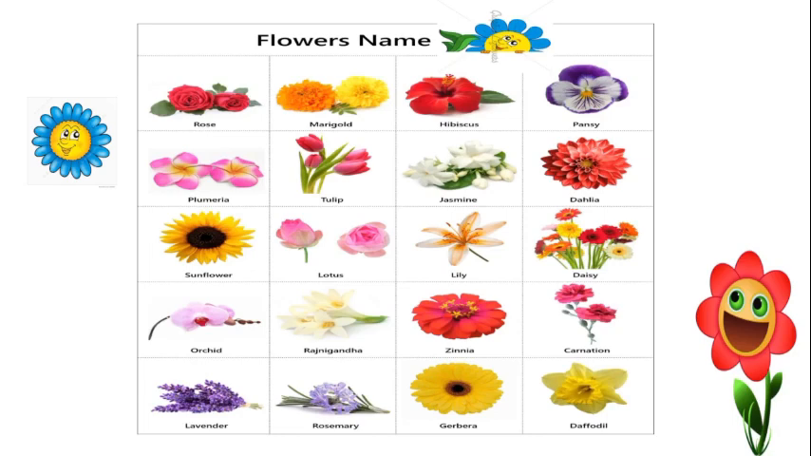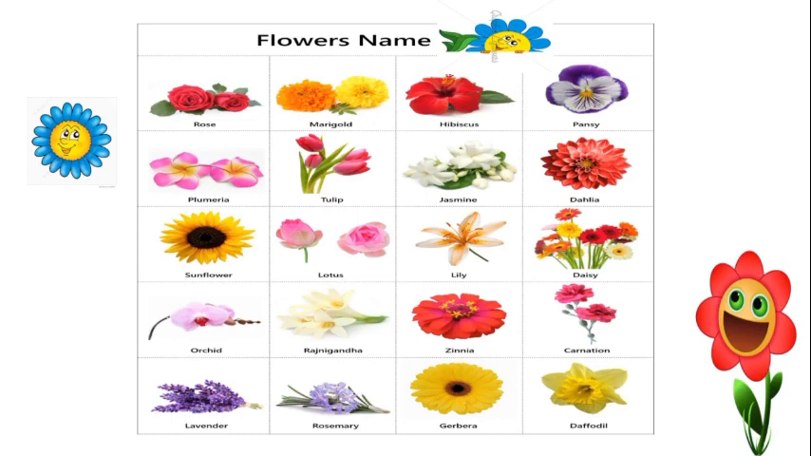So now we came to know the types of plants. What are those? Trees, herbs, shrubs, climbers and creepers. So next, children, we can see many types of plants and even we can see many types of flowers also, with many colors.